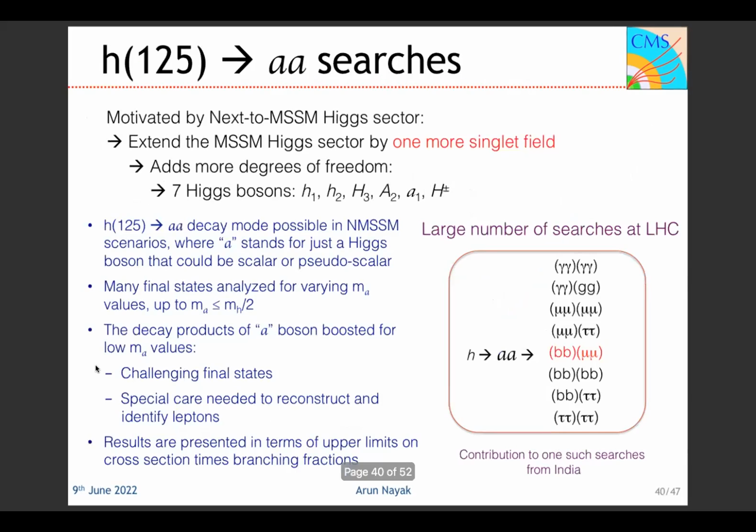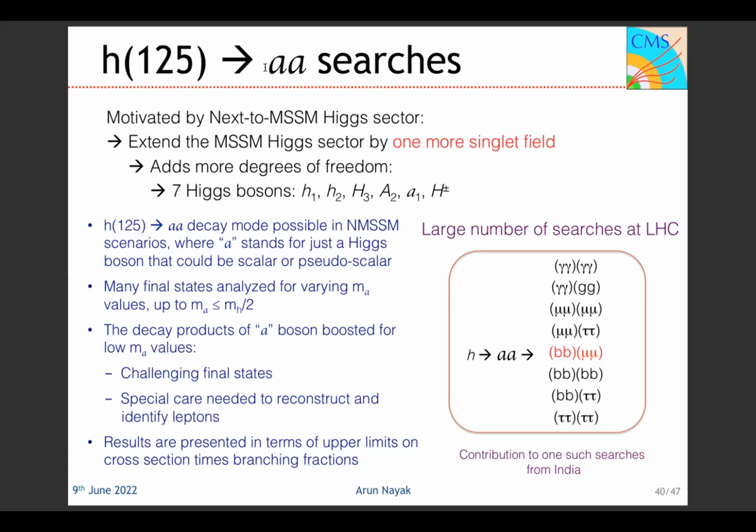Okay, so because of this, there are many motivated searches. One such search is for the Higgs decaying to two light Higgs bosons. This search is motivated by the next-to-minimal MSSM Higgs sector, which basically has the MSSM Higgs sector plus one more singlet field. So that adds more degrees of freedom. So you have 7 Higgs bosons. 2 of the Higgs bosons can be lighter than the standard model one, and one of them is scalar or pseudo-scalar.